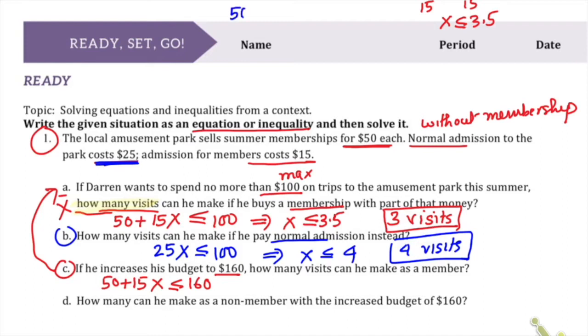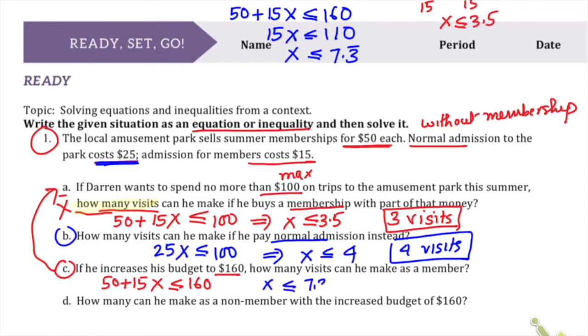50 plus 15x is less than or equal to 160, and when I subtract 50 from both sides, I have 15x less than or equal to 110. When I divide by 15 on both sides, it's less than or equal to 7.33 repeating, so x is less than or equal to 7.3. It means 0.3 of a visit doesn't make any sense, so we'll say 7 visits. Now let's move to the next one.